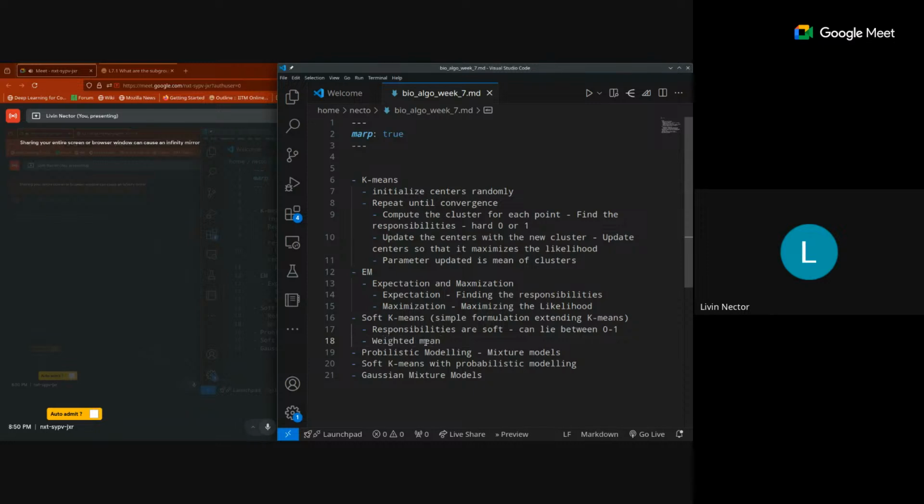We use a weighted mean to update because each data point will have a certain belongingness to a particular center or a particular distribution. So we use a weighted mean to update, which is basically the expected value of each cluster center. So we find the expected value for the membership to update the clusters.